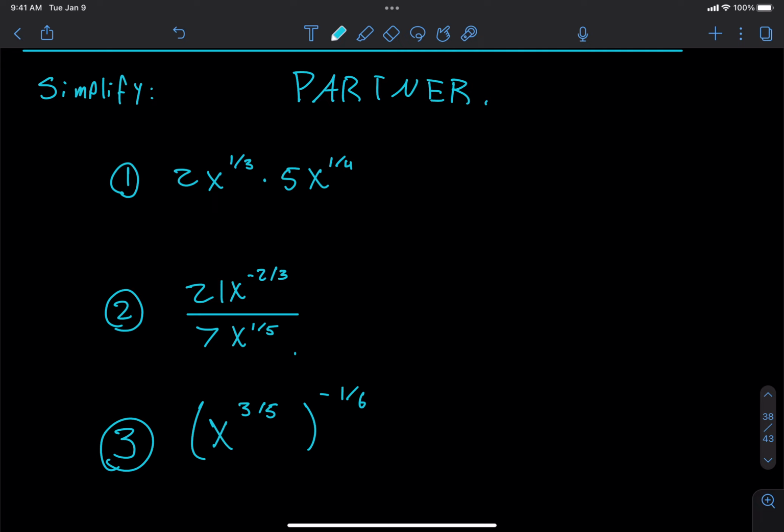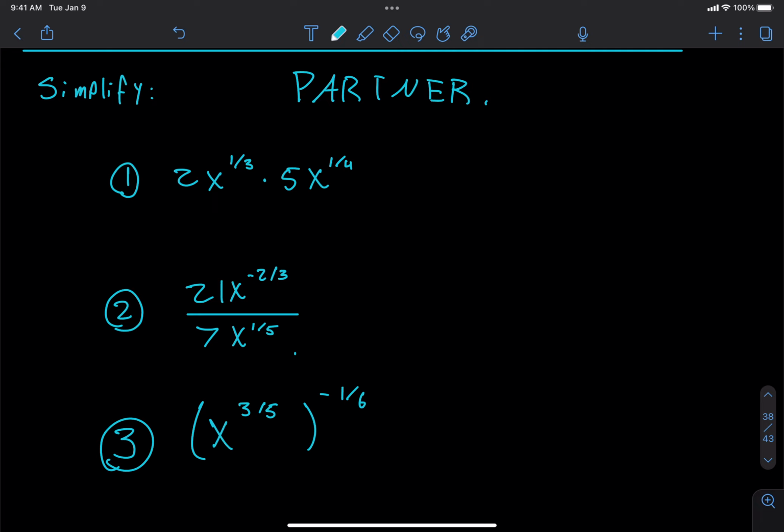Well, not distributive property, because distributive is for plus, right? So what I would do is I'd take the 2 times 3 and get 6, and then I take the x times the x and get x squared, right? Okay, so in other words, I can do multiplication in any order I want. I can do 2 times 3 times x times x, right? Same deal here, I can do 2 times 5 times x to the 1/3 times x to the 1/4, right? So this would be 10 times, and then what happens with these two?